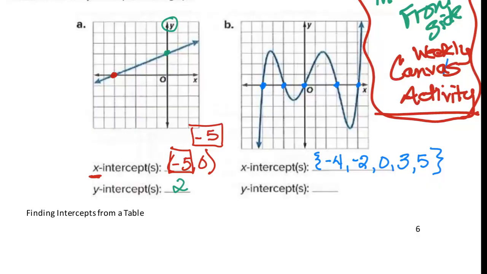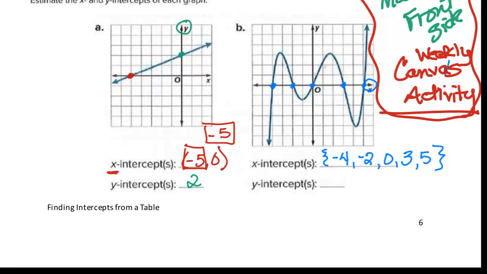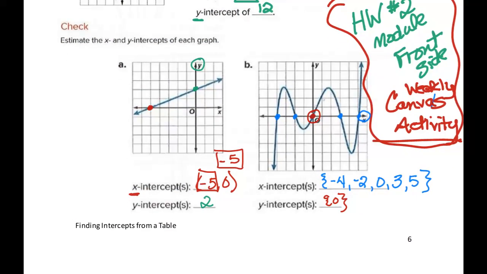Okay, so yes, you can have multiple x-intercepts. It's where your graph crosses the x-axis. How about y-intercept or intercepts? 0. Yes, it's right here. It happens to be the same one, and it is 0. Any questions on that? Is that y-intercept of 0, is that the x-coordinate or the y-coordinate? It's the y. Yes, the y.